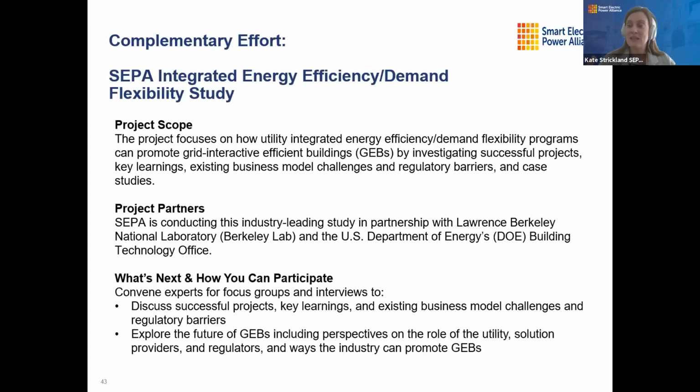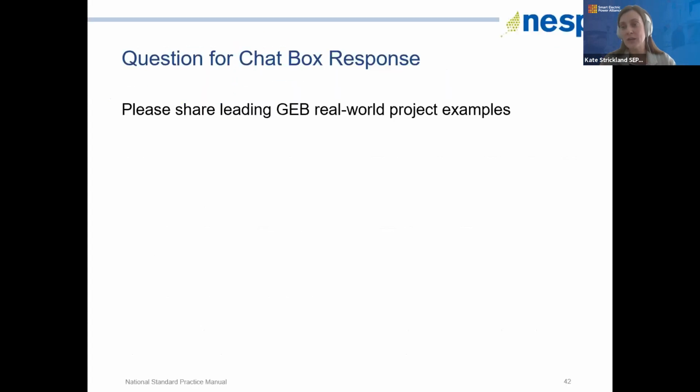Given that this is the GEB working group, if there are real world projects and examples that you would like us to be sure to highlight in our research and evaluation, please feel free to put them in the chat box, or certainly open to connecting offline to discuss further as well.